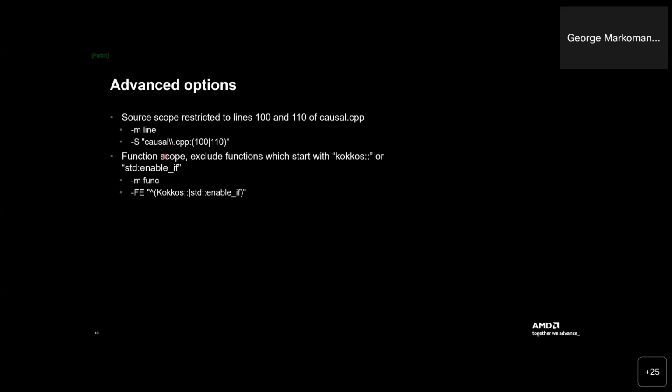Or function scope excludes functions which start with Cocos or std enable if. This one will exclude the functions that start with Cocos or the std enable if. This is to exclude some functions that we don't want to analyze because it will take more time, more overhead, etc.